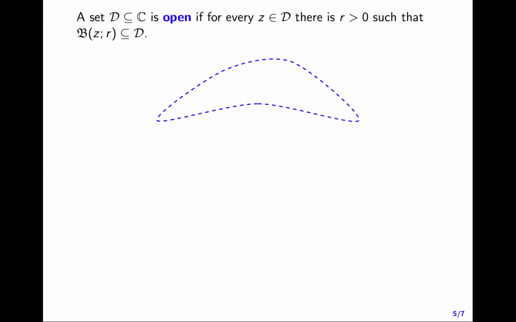And now we'll say that a set D contained in the complex plane is open if for every point z in D, there is a positive number r such that the ball centered at z of radius r is contained in D. So here's my set. It's open because I've drawn its perimeter with dashed lines. Here's a point in this set. Here's a ball centered at that point that's contained in the bigger set. Another point, another ball, another point, another ball. This set D is open.